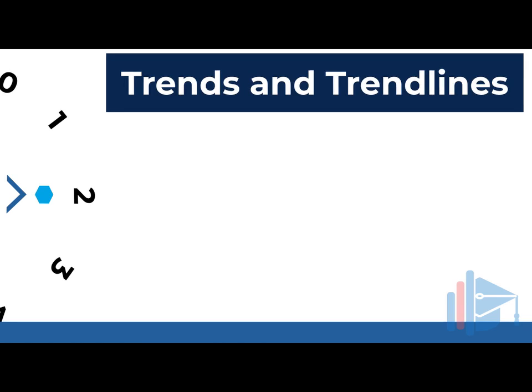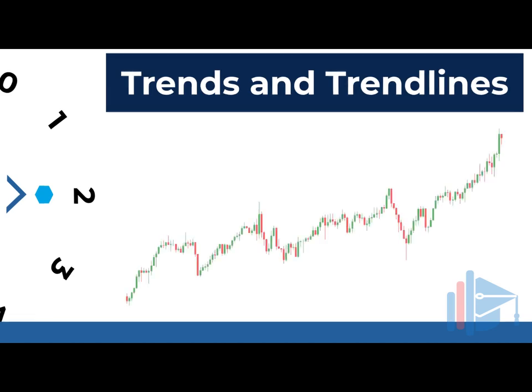After determining the market phase and identifying key price levels, the next step for a technical analyst is to ask, what is the trend? A trend refers to the general direction of the market over time. We can observe this by looking for specific patterns.